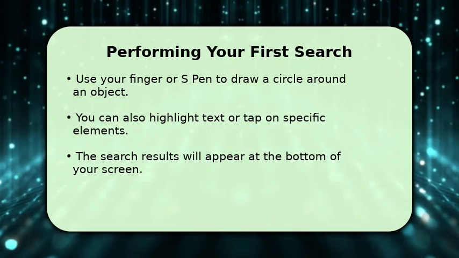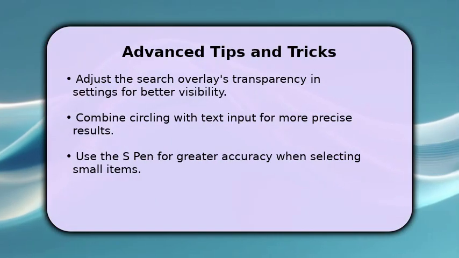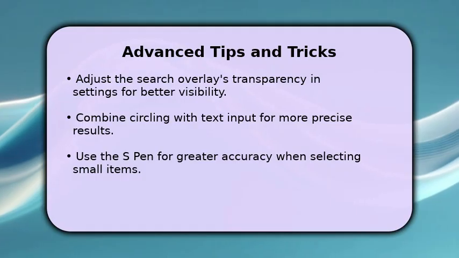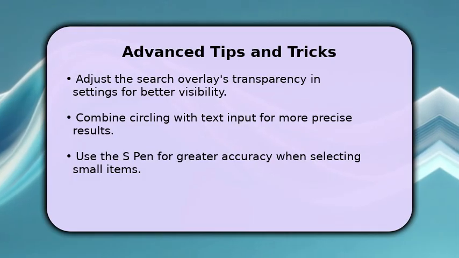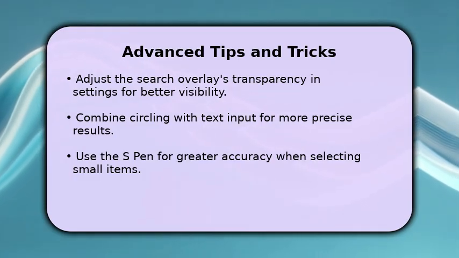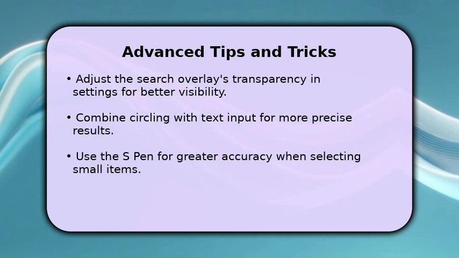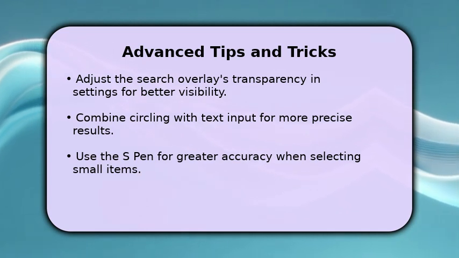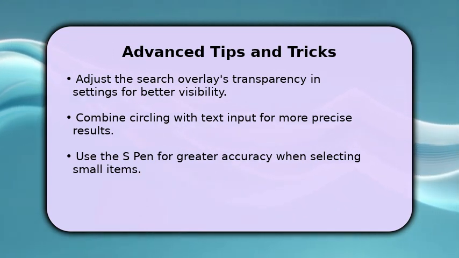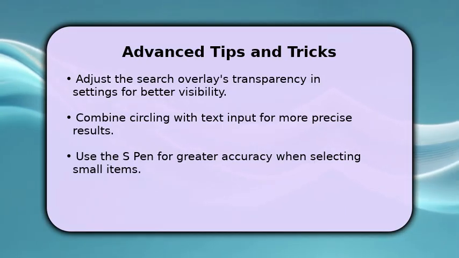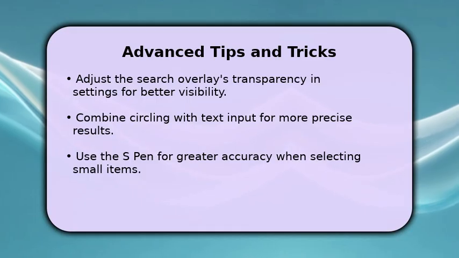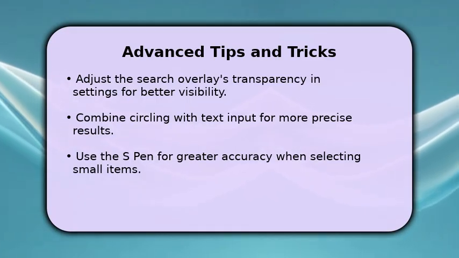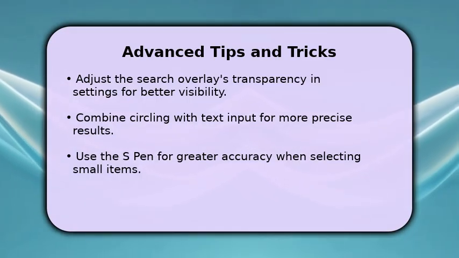interrupting your current activity. For an even better experience, here are a few advanced tips. You can adjust the transparency of the search overlay in your device settings to suit your preference. For more precise results, try combining your circle gesture with a quick text input in the search bar. The S Pen offers superior accuracy for selecting smaller, intricate details. To dismiss the search results, simply swipe them down or tap anywhere outside the search area.